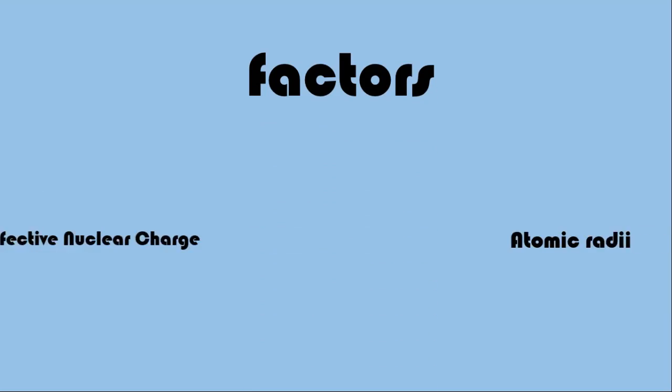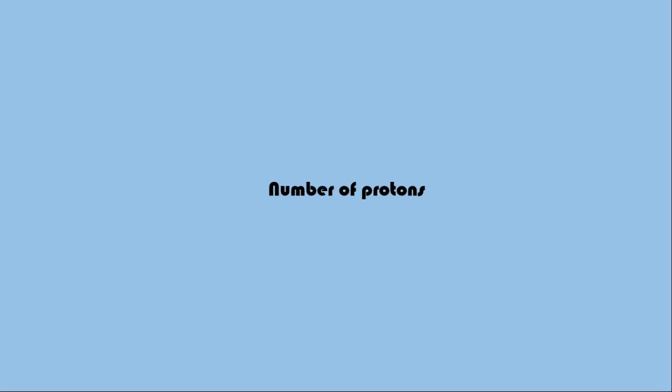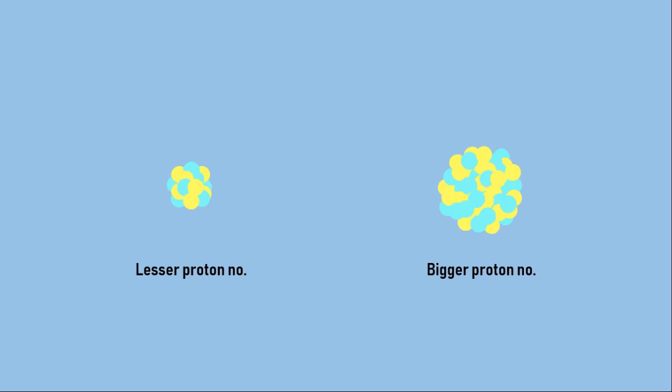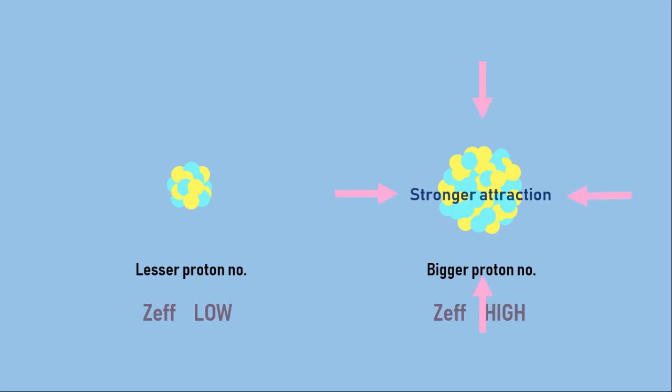There are two fundamental factors affecting the variation of electronegativity of all elements, that is, the effective nuclear charge and the atomic radii. Factor 1. Effective nuclear charge. The higher the number of protons, the higher its electronegativity. It is because the number of protons correlates with the effective nuclear charge. When there are many protons, the effective nuclear charge is also high, and thus, the stronger the nucleus attracts and holds another electrons into its outermost shell and become an electronegative atom.